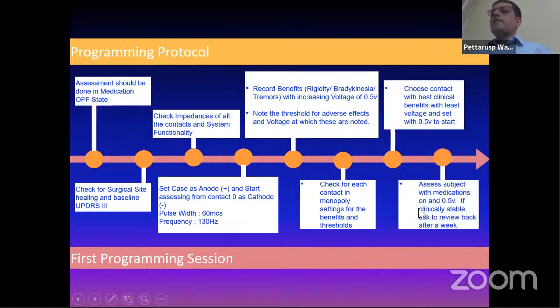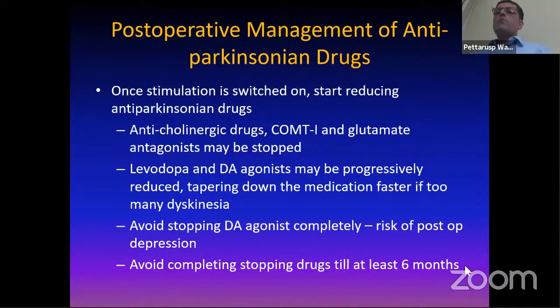And assess the subject with the medication on again and see how it is, because you can always reduce the stimulation in case the dyskinesias are very disturbing. And gradually over a period of time, you start increasing the amount of stimulation. Once the stimulation is switched on, you also need to start simultaneously lowering the Parkinson medications.